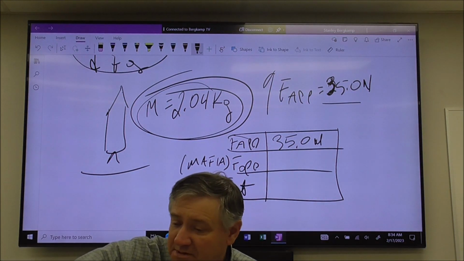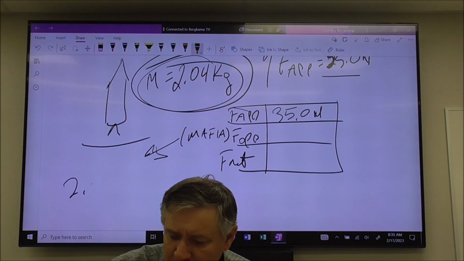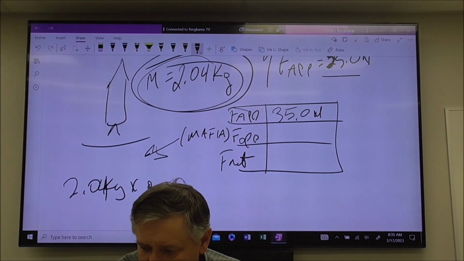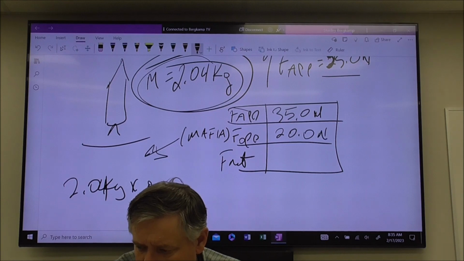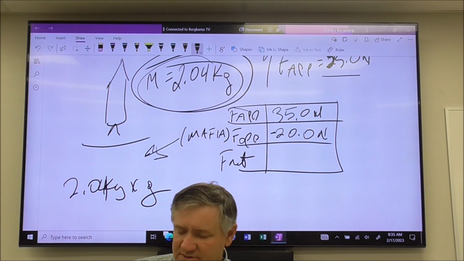So, Peyton, do us a favor. To figure out the payment to the gravity mafia, take 2.04 kilograms times g, and what'd you get? 19.99. So let's just call it 20. I'm going to make that negative because that's in the opposite direction.